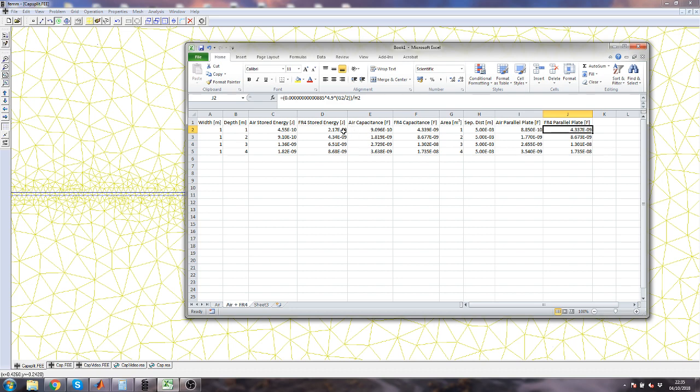Oh, that's the stored energy, that's why. Oh, I thought I was talking rubbish for a second. Wouldn't want that to happen.